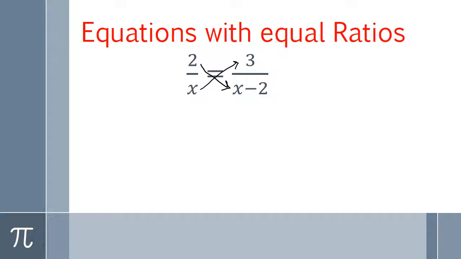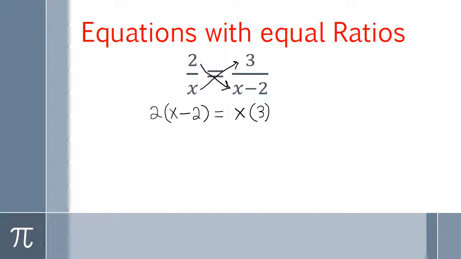of the fractions. So when I say cross multiply, that means I need to multiply the top of the first fraction, which is 2, by the bottom or the denominator of the second fraction on the other side, which is x minus 2. This side, which is called the product of the means, is going to be equal to the denominator of the first fraction multiplied by the top of the second fraction, which is the product of the extremes.